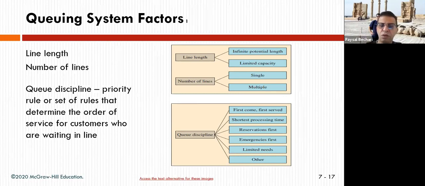And there is also, as we said, a queuing discipline, how you are doing it: first come, first served, or short processing time, for those who have small things. As you see in the supermarket, if you have less than 10 items, there's a short processing line. It can be done by reservation, which is in restaurants, or by emergencies, which makes a big deal in hospitals. So that also affects how much they utilize people.